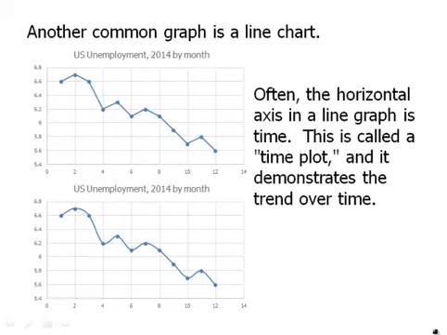And almost always the horizontal axis is time. This is called a time plot because it demonstrates a trend over time. Notice that this particular graph is a very happy story. What we have here is U.S. unemployment dropping more or less continuously throughout 2014. And that's very good news.